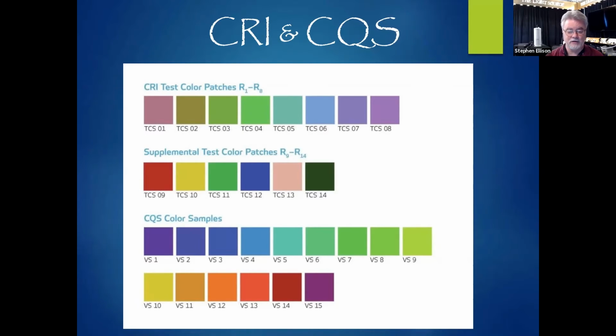You'll find that suddenly where a tungsten lamp is 100 on the CRI, a lot of LEDs go down to 80 because they just don't have a lot of red. The CQS color samples down below that show you the 15, and they are much more saturated. Again, they don't have a really good, like the TCS 13, which is more flesh tone. They don't have a good flesh tone.